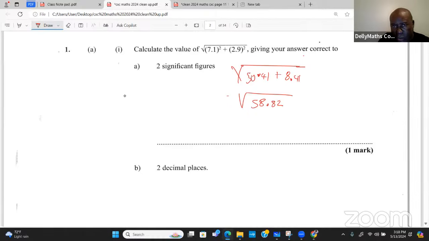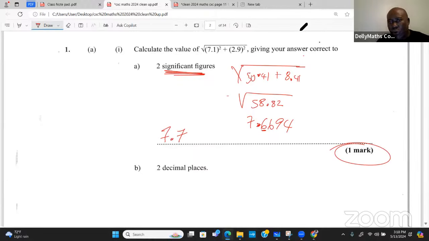All right, so I'm just going to write what I get. So we get 7.6694. But remember the context of the question, two significant figures. If I'm going to round this off to two significant figures, this is going to be my spot. So it's going to be 7.7 to get that 1 mark. So the bottom line is you want to make sure that you're not making any errors as you go.